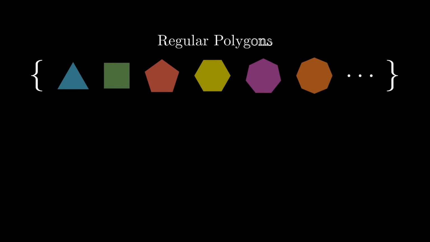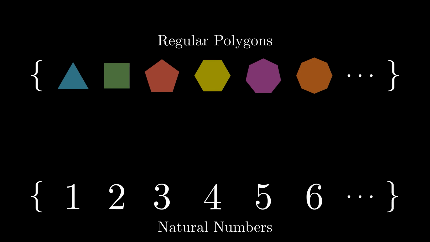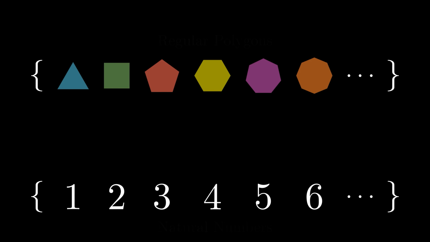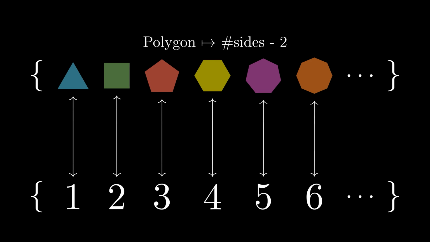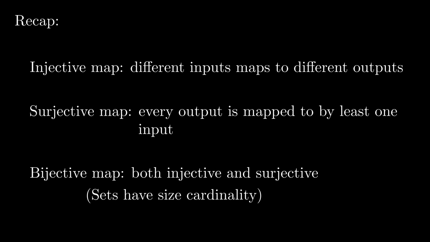Here is a slightly tricky example. Take the set of regular polygons and natural numbers. The map taking the polygon to its number of sides minus 2 is a bijection, as you should verify. So here is a quick recap before we move on.